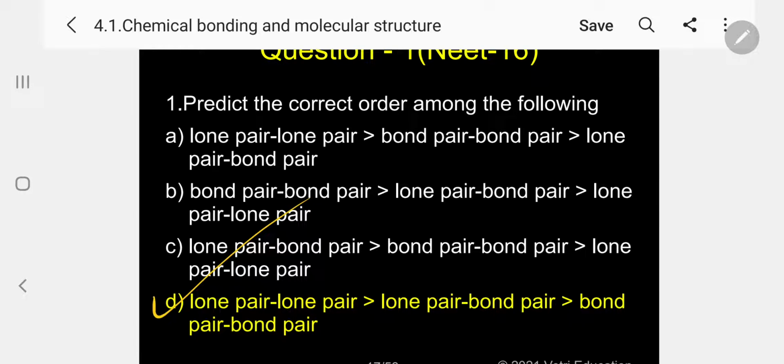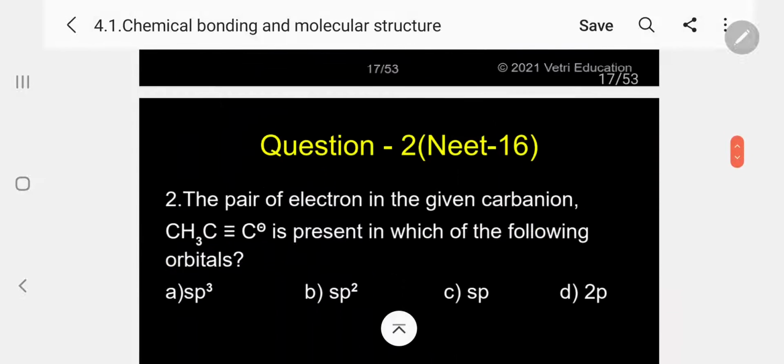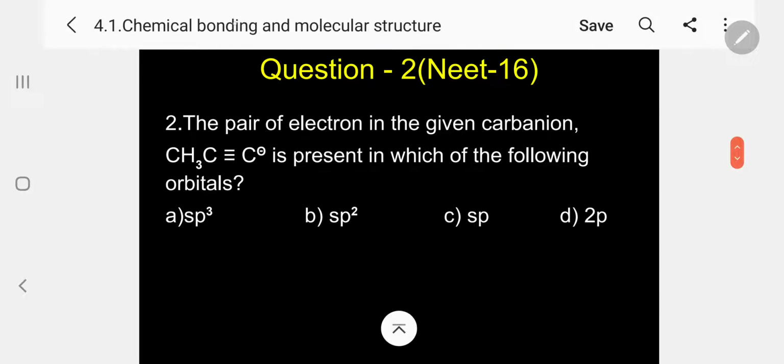According to valence shell electron pair repulsion theory, lone pair-lone pair repulsion is greater than lone pair-bond pair repulsion, which is greater than bond pair-bond pair repulsion. We have seen this under the second postulate of VSEPR theory. This is the correct answer. Let me go to the next question.